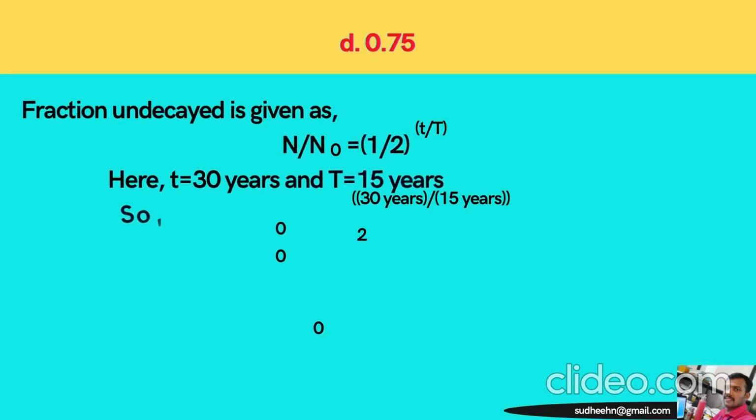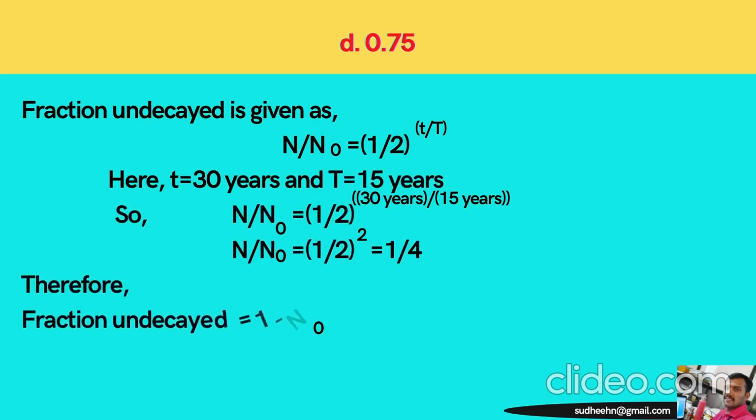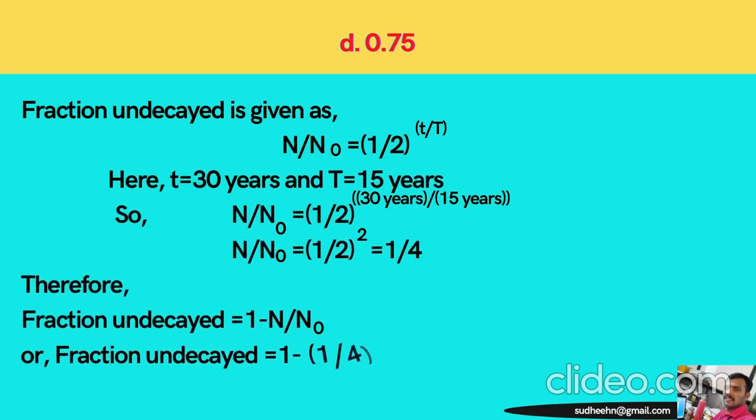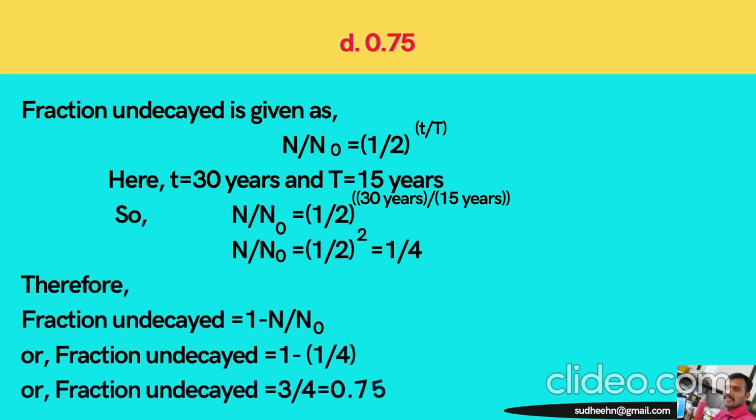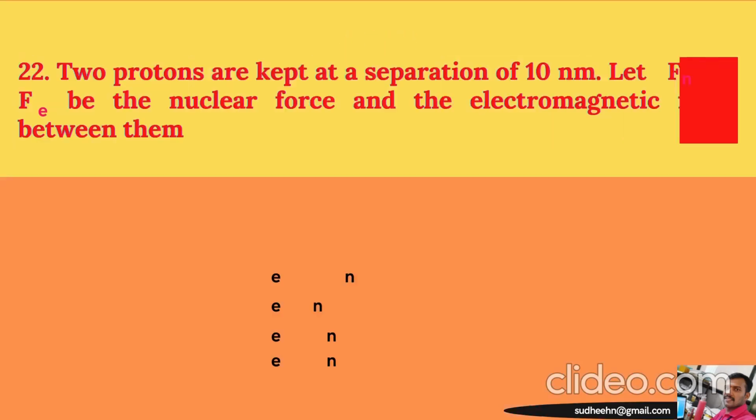Because we know the relation for the fraction undecayed, that is given by N by N naught, which is equal to half to the power t divided by T, where small t is the number of years and capital T is the half-life period. By substituting those values, we get N divided by N naught is equal to 1 by 4, and the fraction decayed is 1 minus N divided by N naught. By subtracting 1 minus the value we have obtained, that is 1 by 4, we get the value 0.75. That is the right answer.